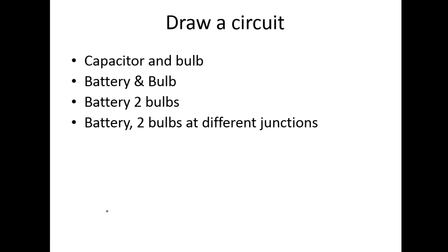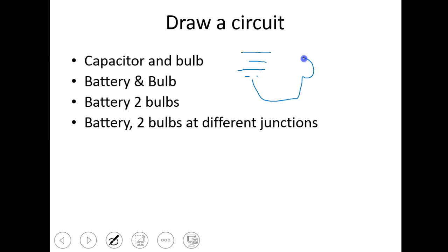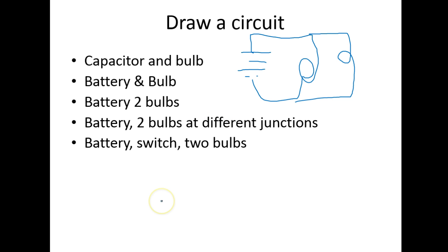Next, a battery and two bulbs at different junctions. So again, this is going to be a battery. This will be a parallel circuit. Woo, that's a bad battery. I'm going to split off and do another parallel one there. Good deal.